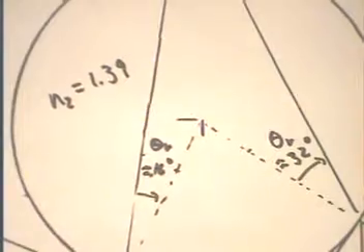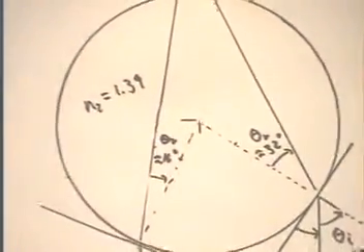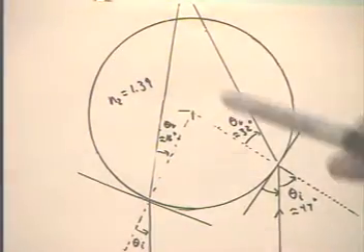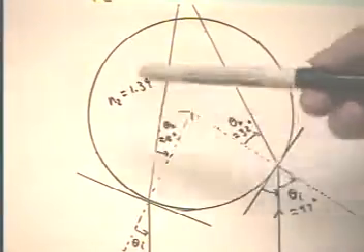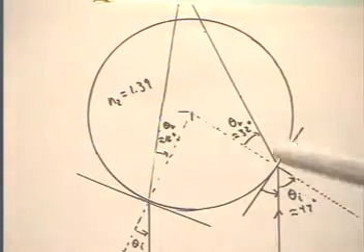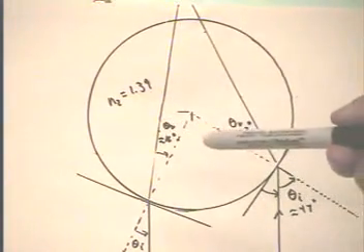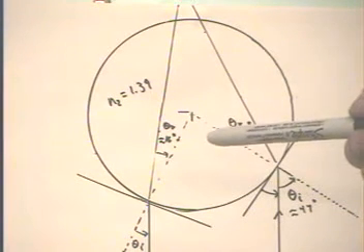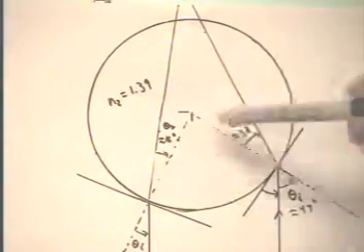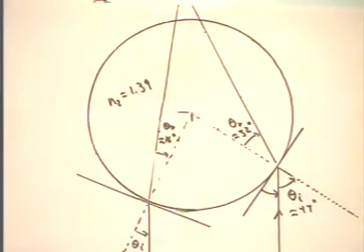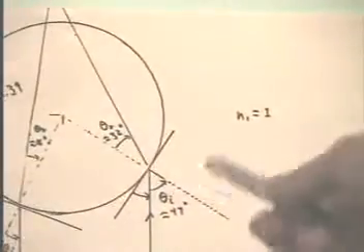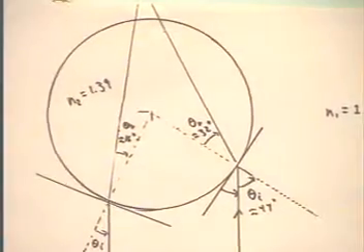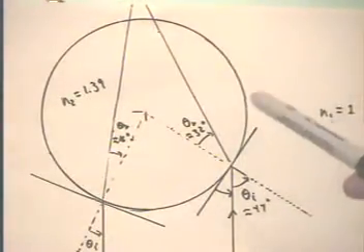Using n2 equals 1.39, which isn't the accurate value, 1.33 is, but pretending that we're going to go along with our previous observation of the index of refraction of water, we can verify these angles. Okay? Of course, the index of refraction out here in air is 1, so we're going from n equals 1 to n equals 1.39.